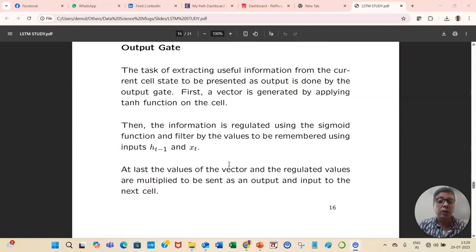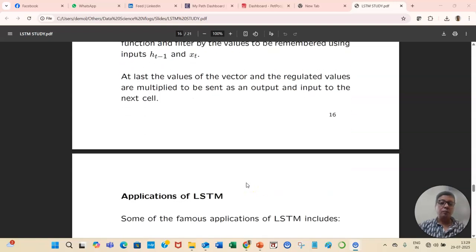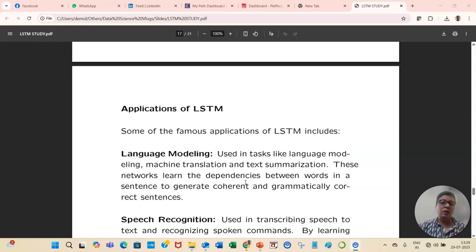About the output gate: the task of extracting useful information from the current cell state to be presented as output is done by the output gate. First, a vector is generated by applying the tanh function on the cell. Then the information is regulated using the sigmoid function and filtered by the values to be remembered using inputs ht-1 and xt. At last, the values of the vector and the regulated values are multiplied to be sent as an output and input to the next cell. That is the general structure.